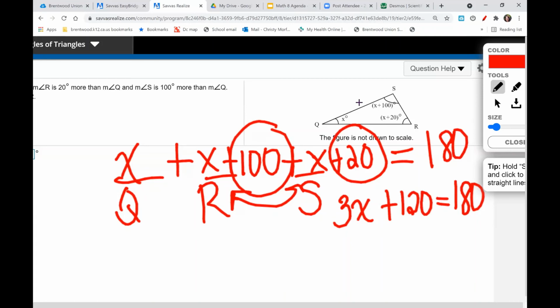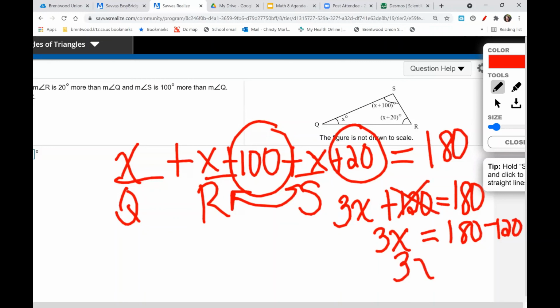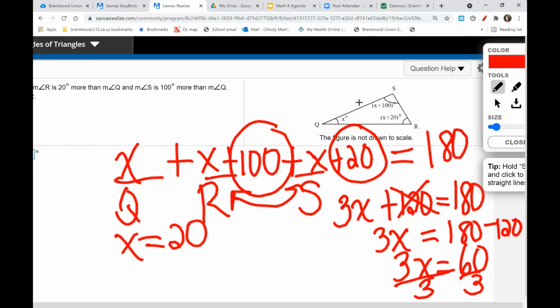Now I need to start undoing the problem. So here's where you would start subtracting on your calculator. We would subtract 120 to get rid of that, which would give you 60. And then lastly, that's a times 3. I have 3 different x's, so you would divide by 3 to get an answer of x equals 20. But you have to be careful, because if they're not asking you for angle Q, then that's not the answer.